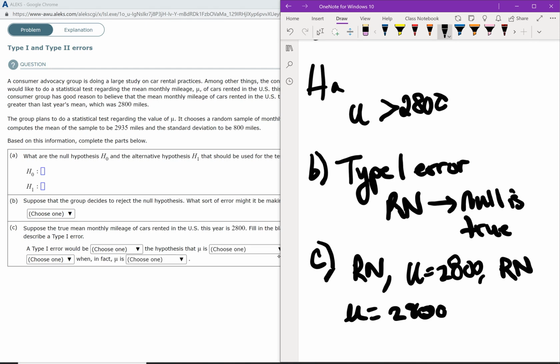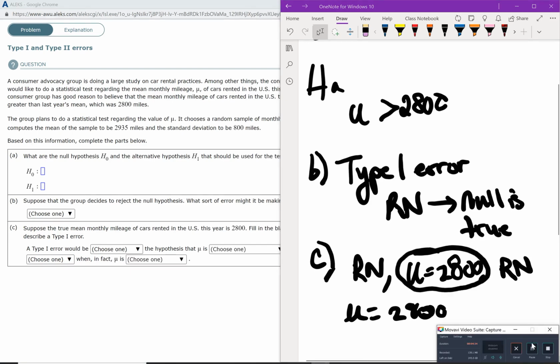In other words, to simplify it, you rejected the null. That's like rejecting the truth, and the truth is that the null is the truth at mu is 2,800. Okay? All right, so that's one example. Take a look at that, let it marinate and see if it sinks in.